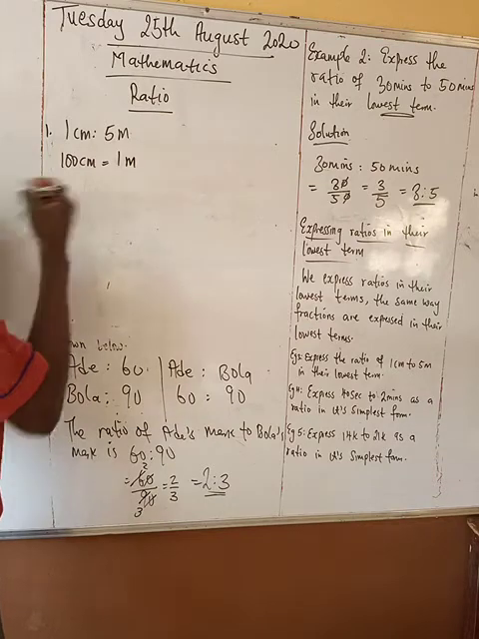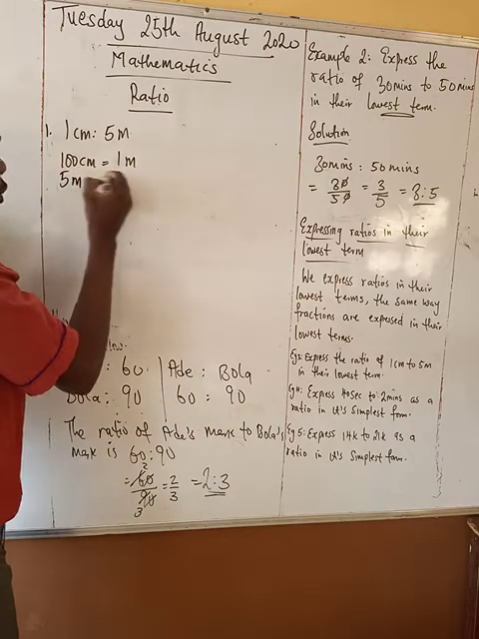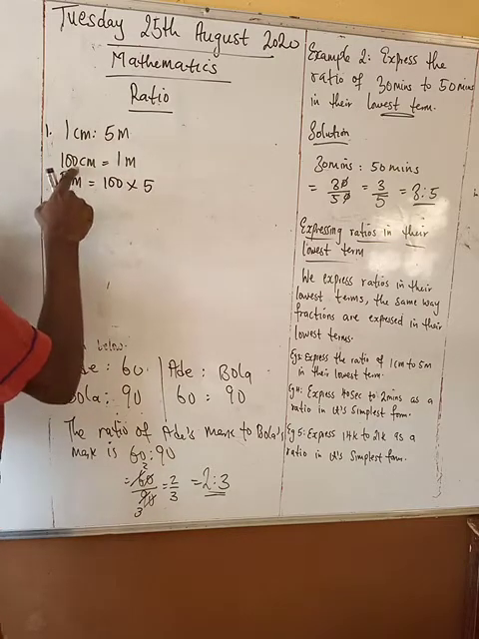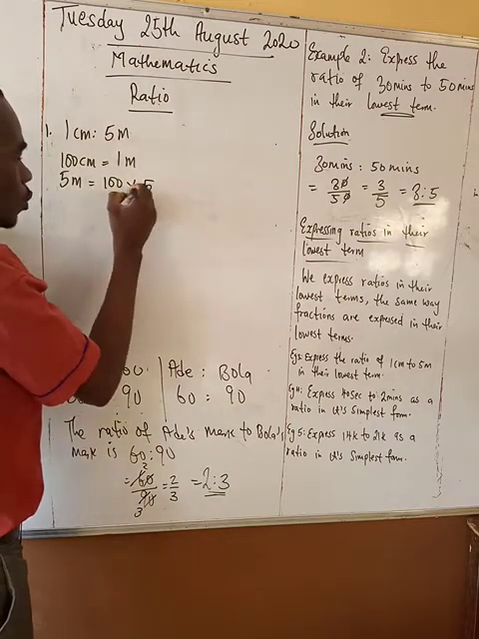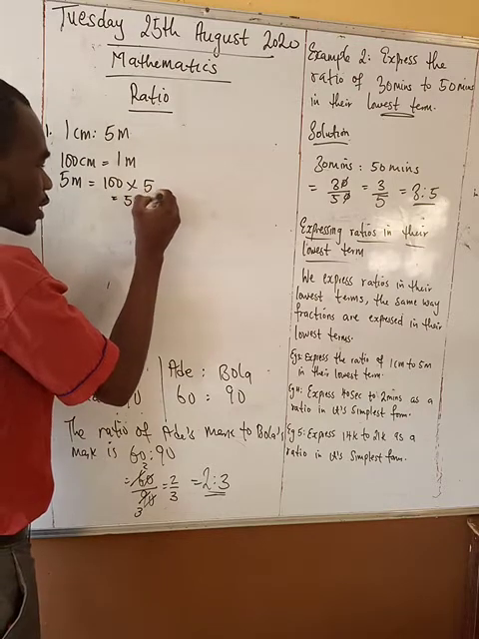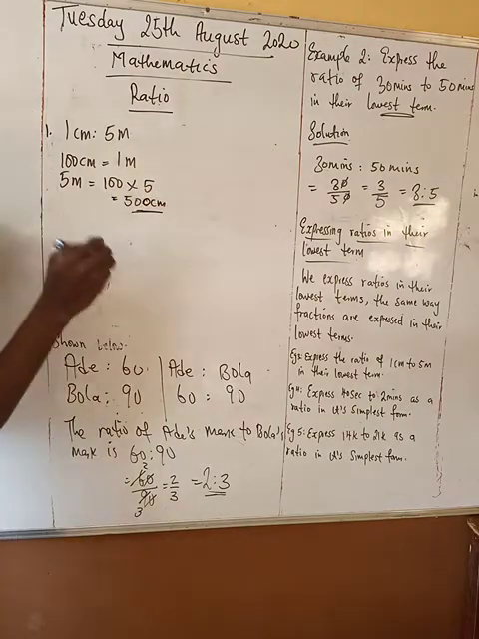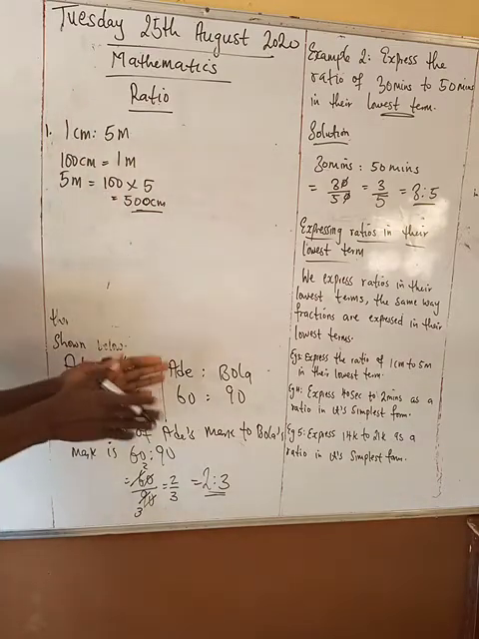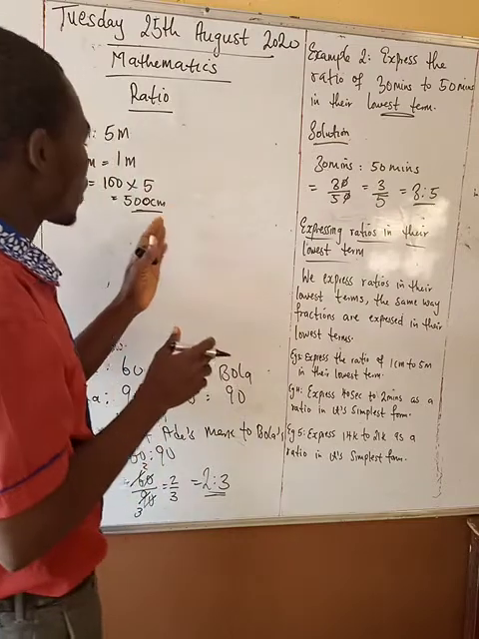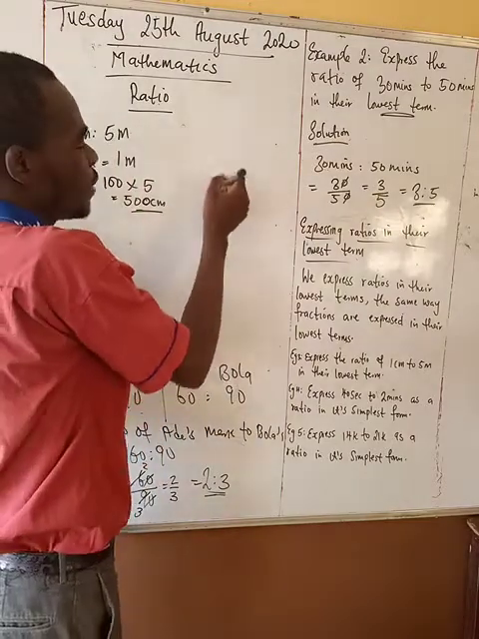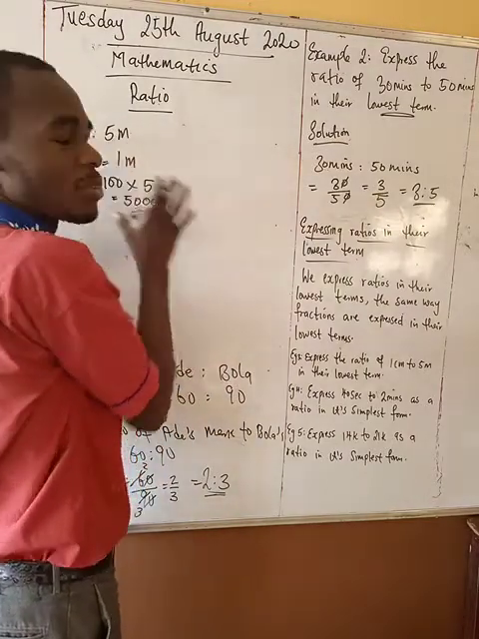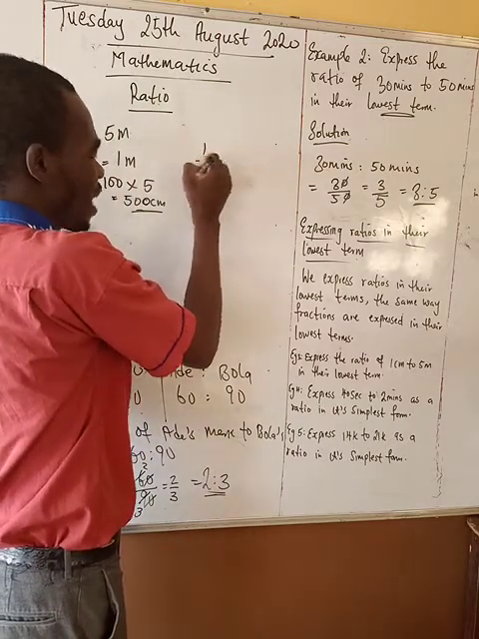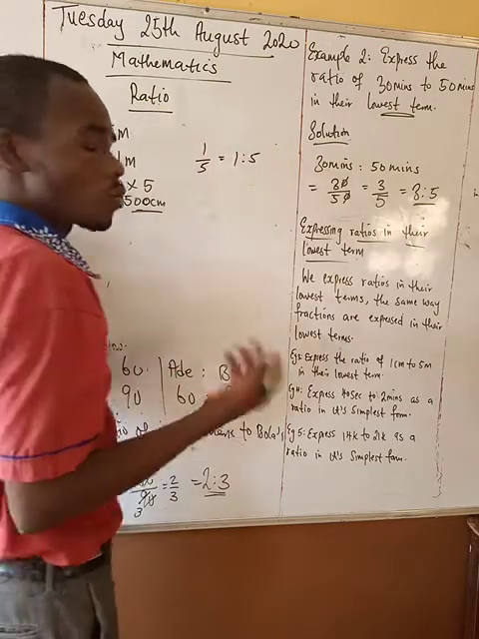So now 5 meters is going to be 100 times 5, because 100 centimeters make 1 meter, which is equals to what? 500 what? Centimeters. The reason why we needed to do this is because we needed to bring down both of them to be in the same equivalent unit. Sometimes when we are solving this, if we say, okay, express 1 centimeter as a ratio of 5 meters, you now go and do 1/5. The answer is 1:5. It's extremely wrong.